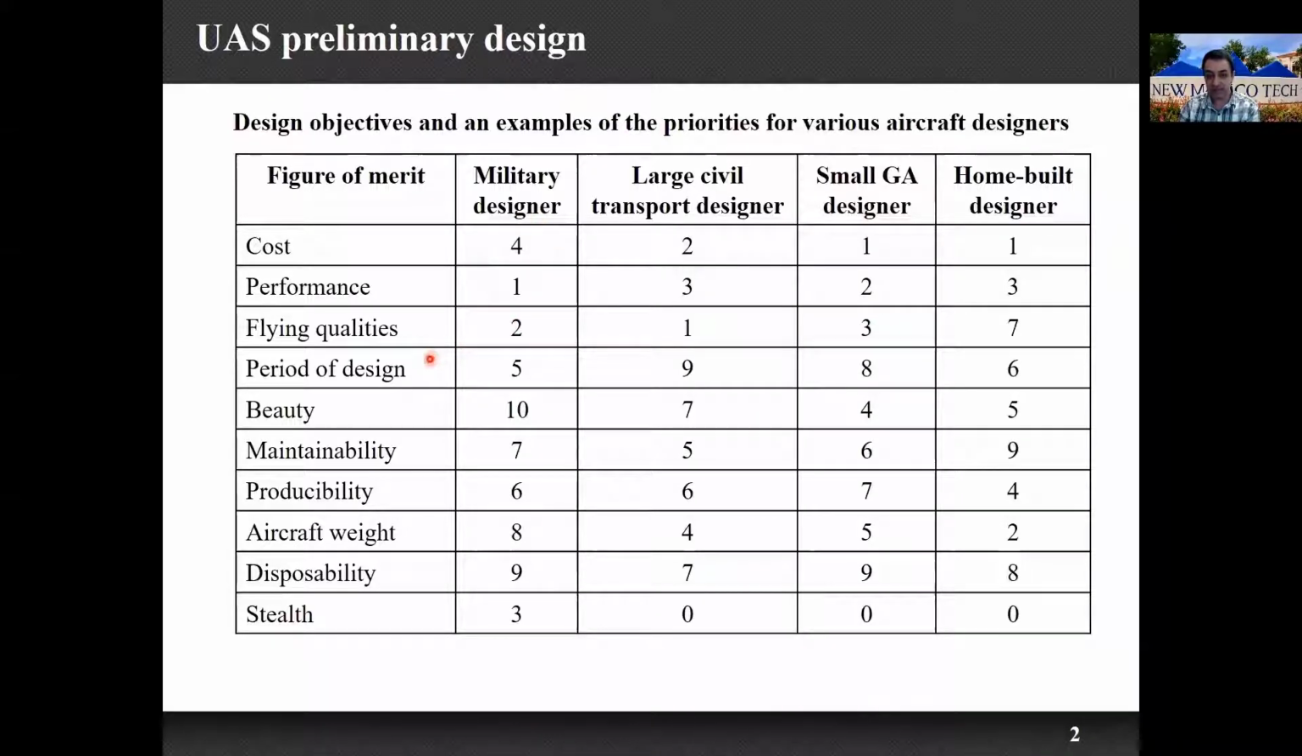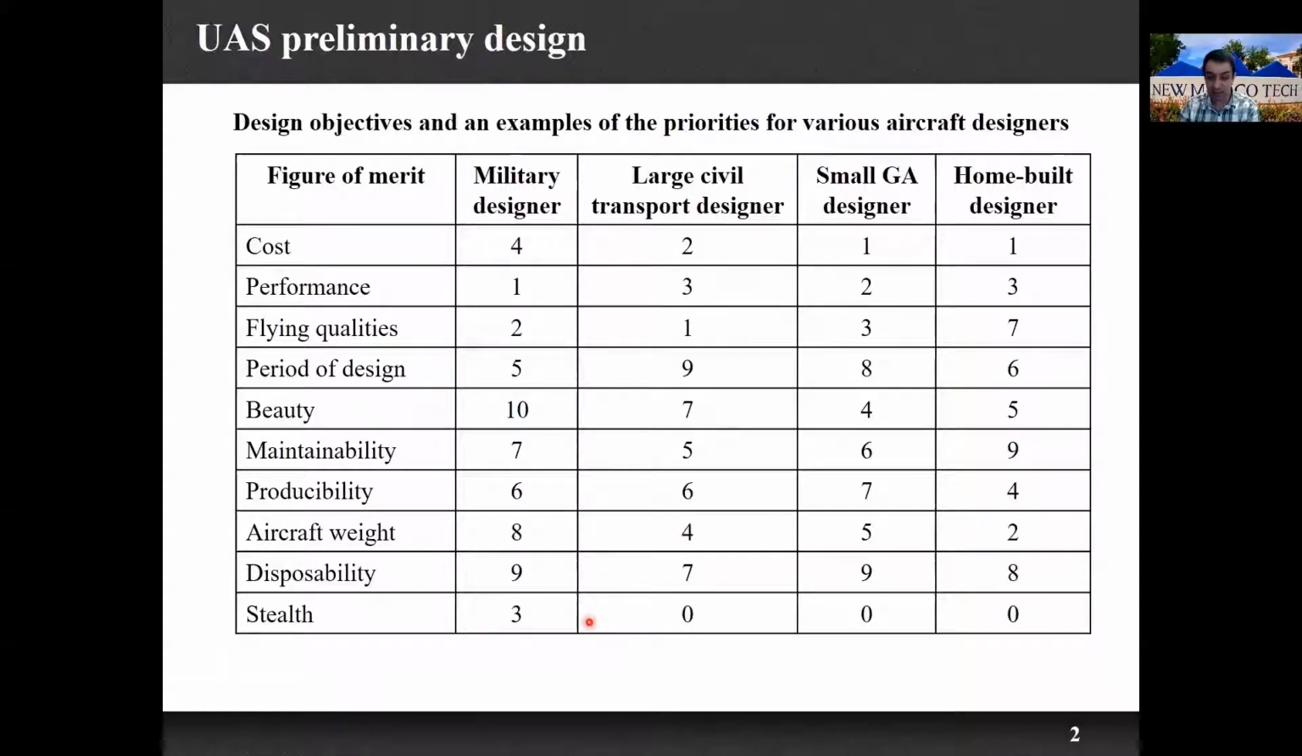Flying quality is another factor that we are considering. Home-built designers usually have the higher qualities. For period of design, we have 5 for military, 9 for large civil transport designer, 8 for small GA designer, and 6 for home-built designer. For beauty, military design is 10, large civil is 7, small GA designer is 4, and home-built designer is equal to 5. And the same for the rest.